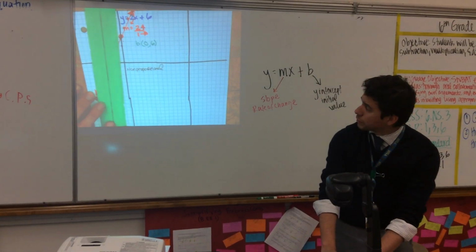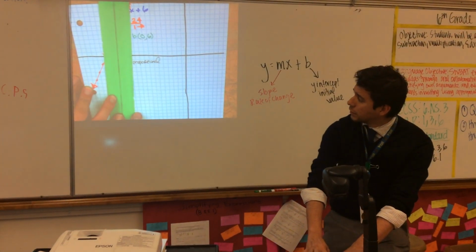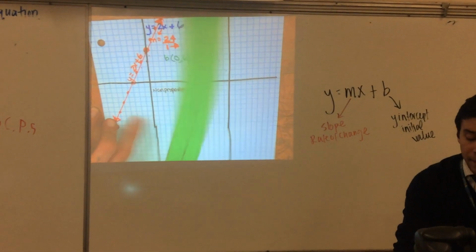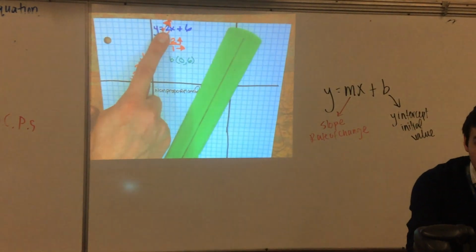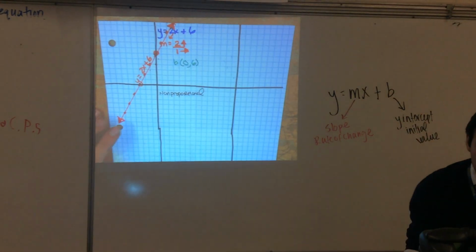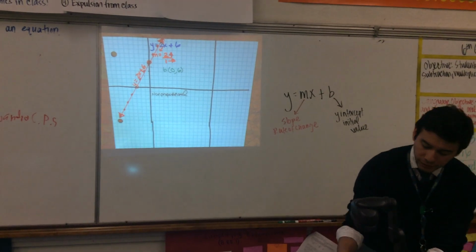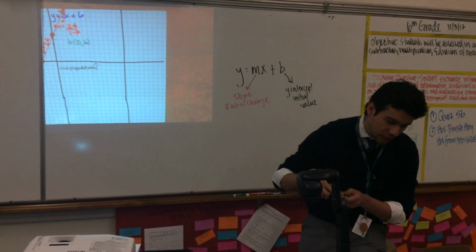And then, look, double check. If you go from left to right, what's happening to your line? Look, it's going up. That means it's a positive slope. And look, we started off with a positive slope. That means you did your graph right. Let's do another one.